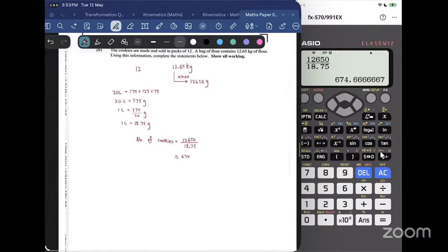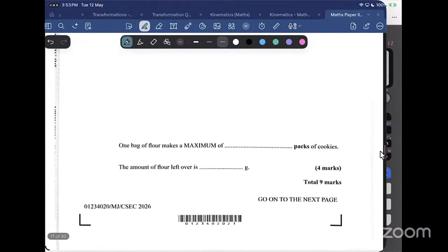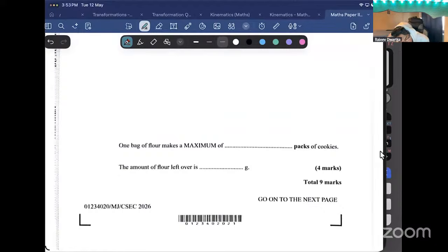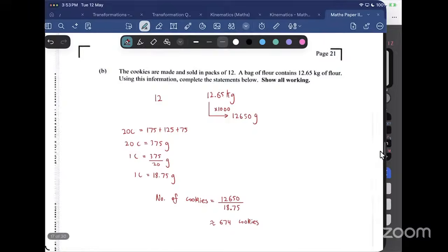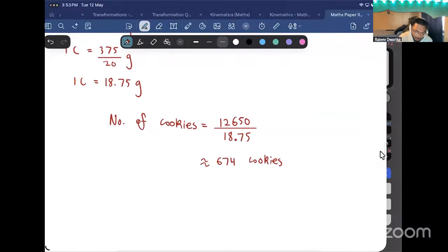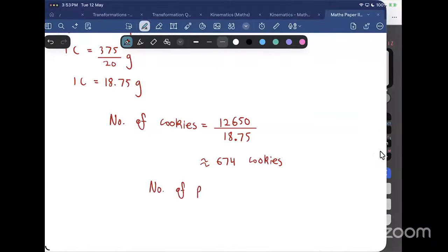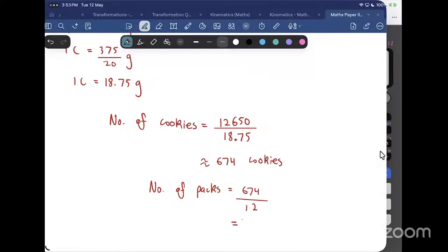If we round this off, we could make 0.6 of a cookie. No, sir. So to the nearest cookie, this is just 674. So we're making 674 cookies. So one bag of flour makes a maximum of how many packs of cookies? We sell it in packs of 12. But it didn't ask that, it wants packs of cookies. Okay, yes, they want packs, so we'd have to divide this by 12. Where do you get? 56.16. Well, we just say 56.